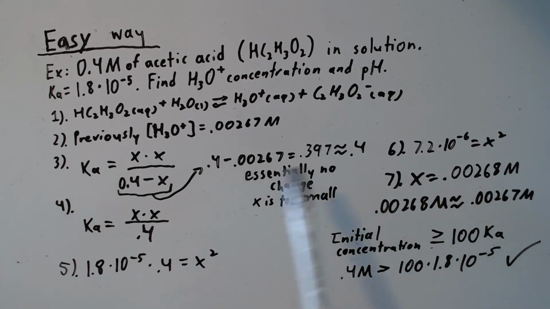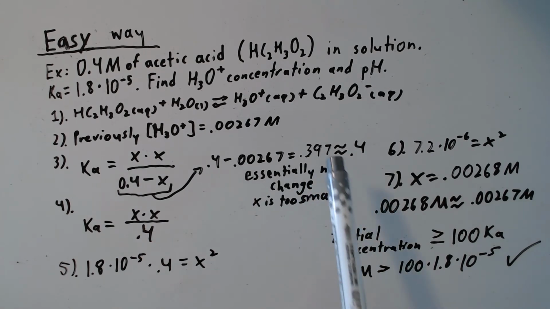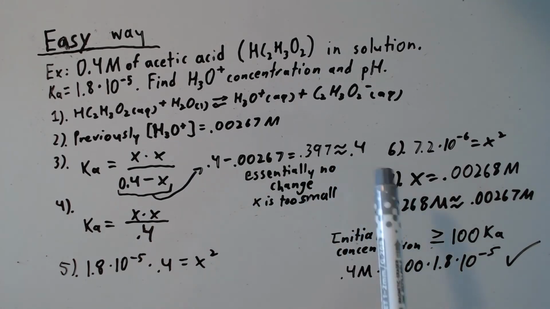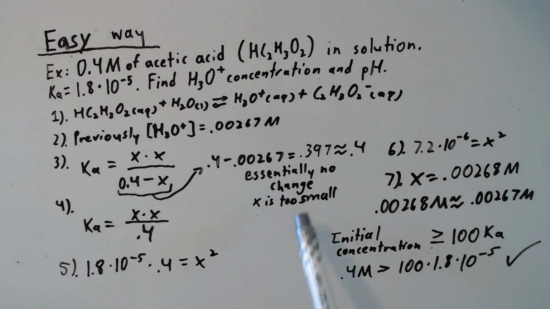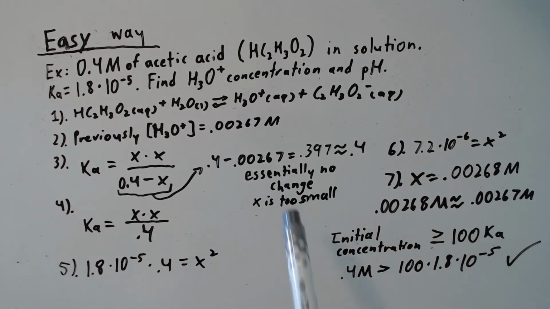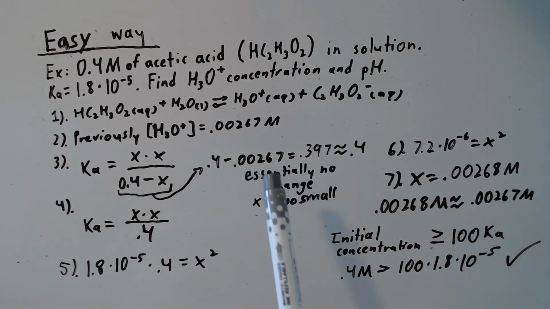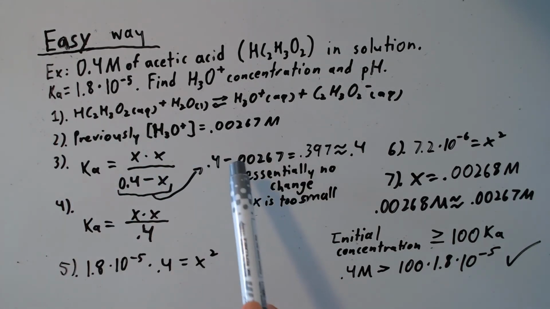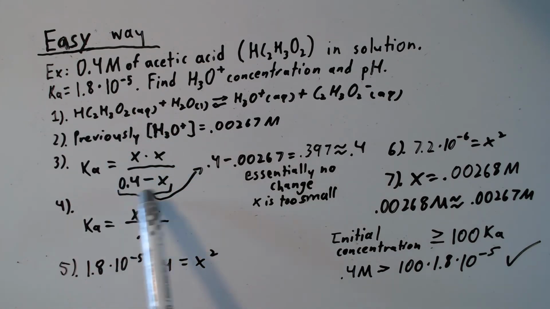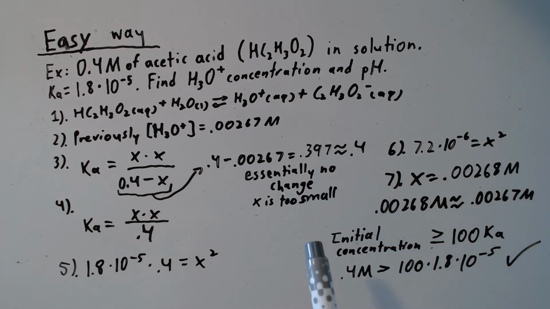Notice that the change here is very small. We only change from 0.4 molar to 0.397 molar. It's so close that 0.397 molar can actually be rounded to 0.4 molar. It's essentially the same. It's essentially no change because this x is so small. It is so ridiculously small relative to this 0.4, because 0.00267 is much smaller than 0.4 molar. So little of this acid dissolved that the concentration of this acid, this 0.4 molar, changed very little, only to 0.397 molar when the equilibrium was established.